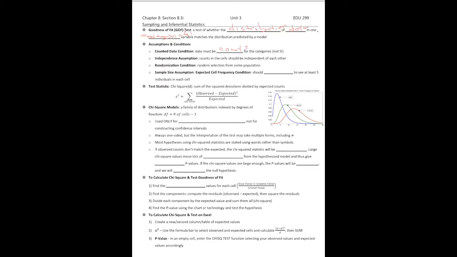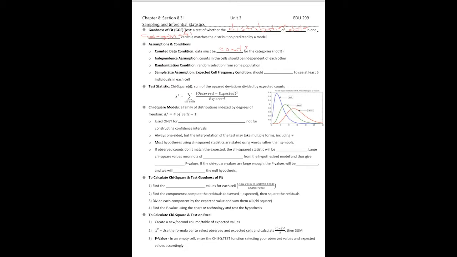The independence assumption says that each cell is independent of the other. One value in a cell is not going to impact another value. Randomization is coming from some population. Your sample is random. It wasn't specifically chosen to try to meet that percent. It was totally random.